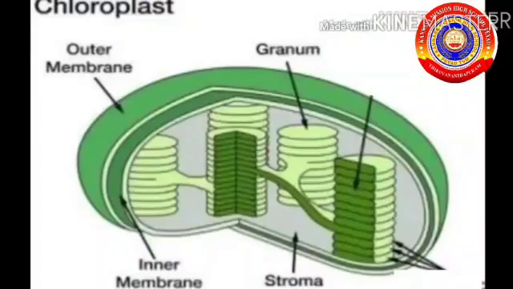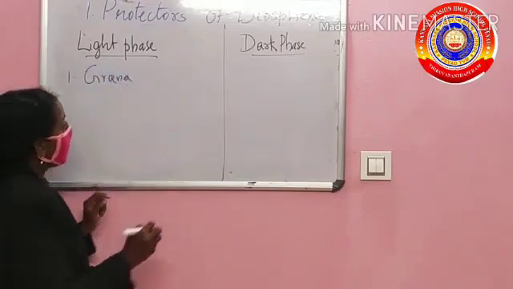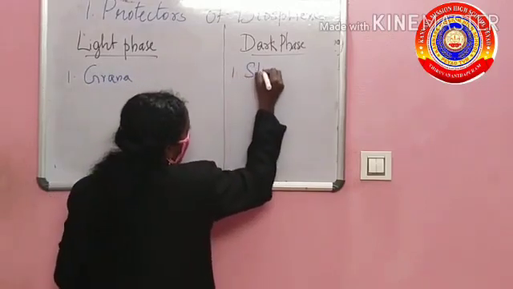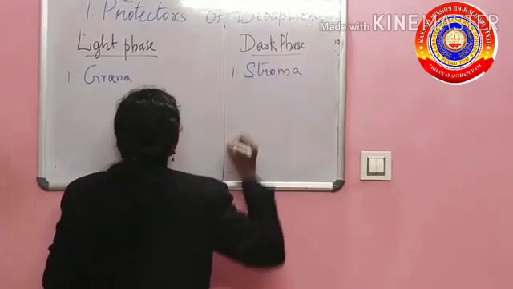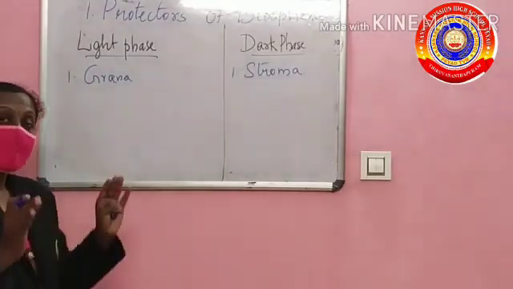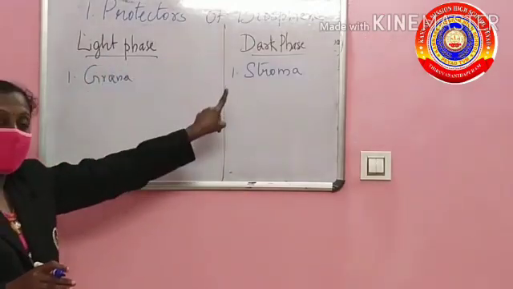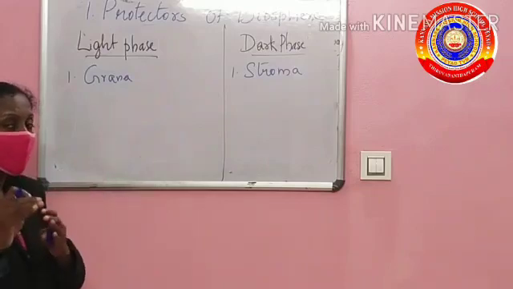Our next topic is how the plants produce oxygen. For that, there are 2 phases. One is the light phase and another one is the dark phase. Light phase takes place in the grana of the chloroplast and dark phase takes place in the stroma of the chloroplast. Light phase is also called light reaction and dark phase is also called the dark reaction. Here light is needed, here light is not needed. These are the points you have to note down in your book.